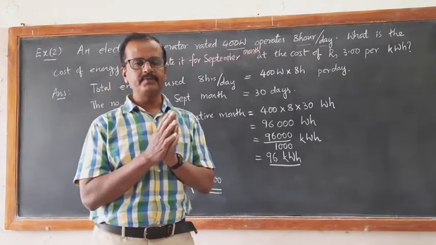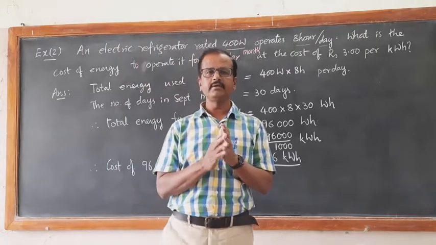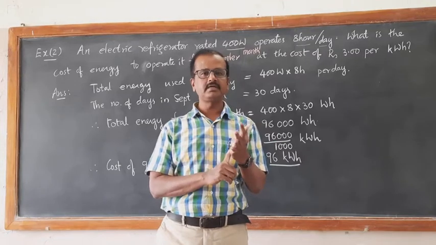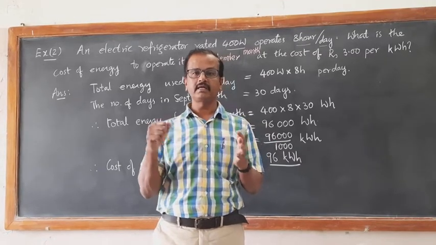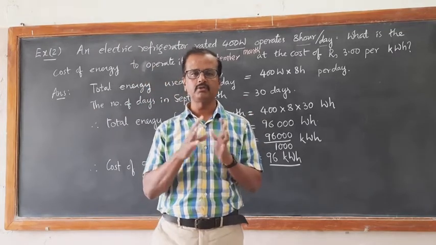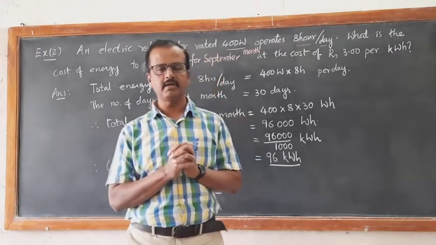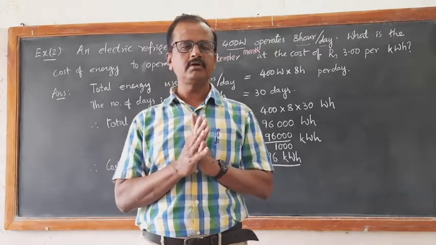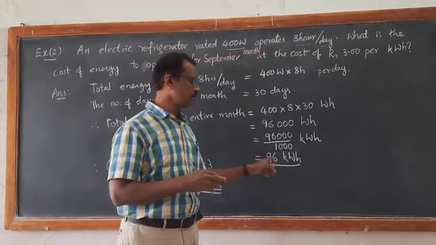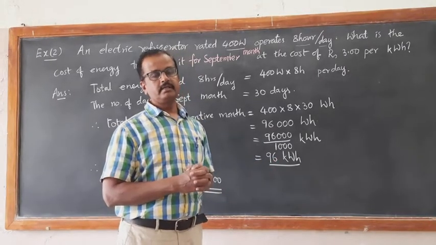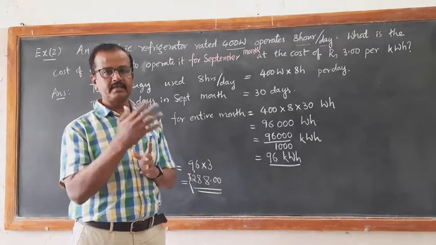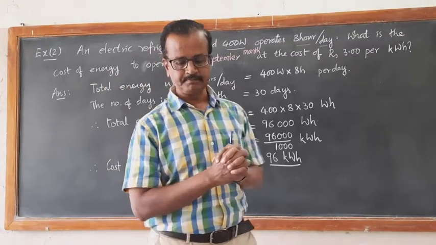In the numerical problem, there will be questions based on the number of bulbs, refrigerator, and electric iron. Based on that, the total bill for the entire month can be asked. So in simple steps, you have to convert it into kilowatt hours. Then the amount per kilowatt hour will be fixed. If you multiply that, you will get the electricity bill.